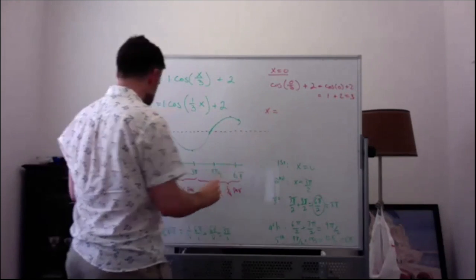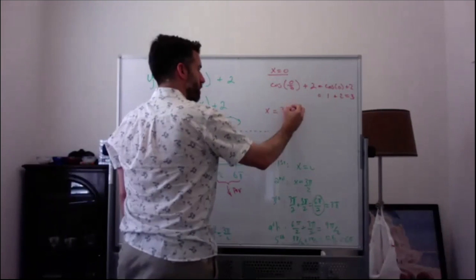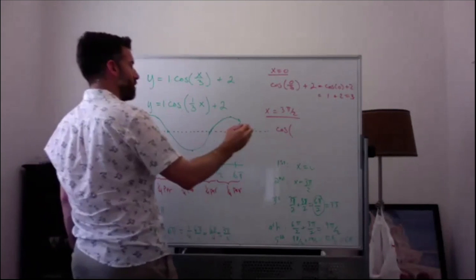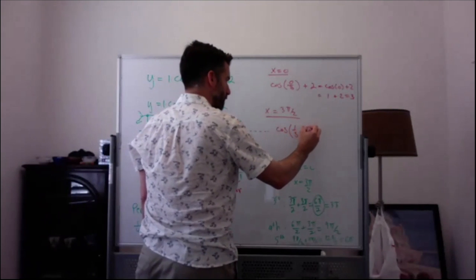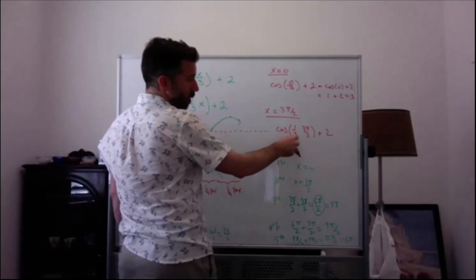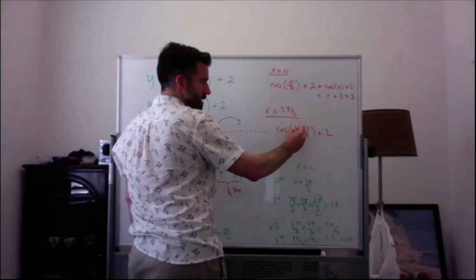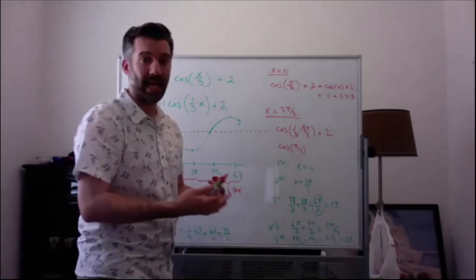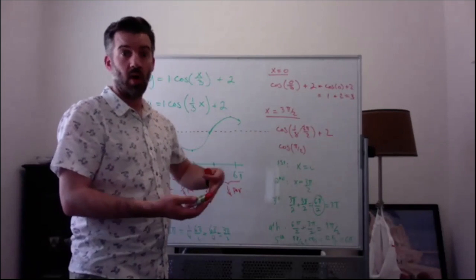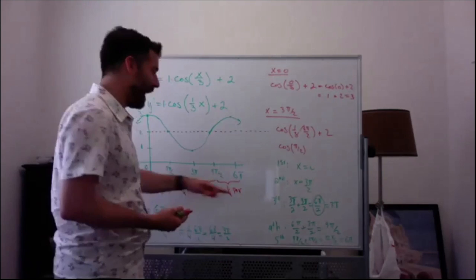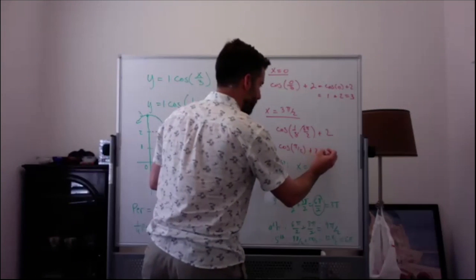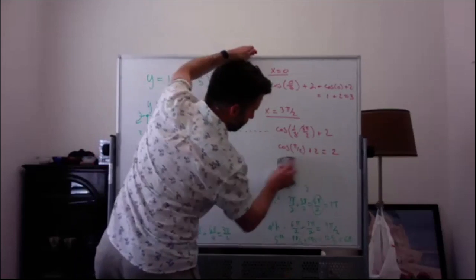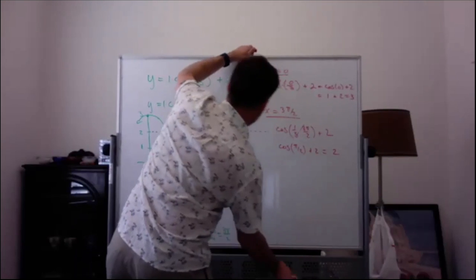When I plug in 3 pi over 2, I get cosine of 1/3 times 3 pi over 2 plus 2. But 1/3 times 3 pi over 2, the 3's cancel, and I get cosine of pi over 2. Right? I'm getting that next quadrantal angle. And that's always what ends up happening. It's exactly how we pick these values. So cosine of pi over 2 is 0, 0 plus 2 is 2. And we could go on, I'll do one more. But you should already know what's going to happen.